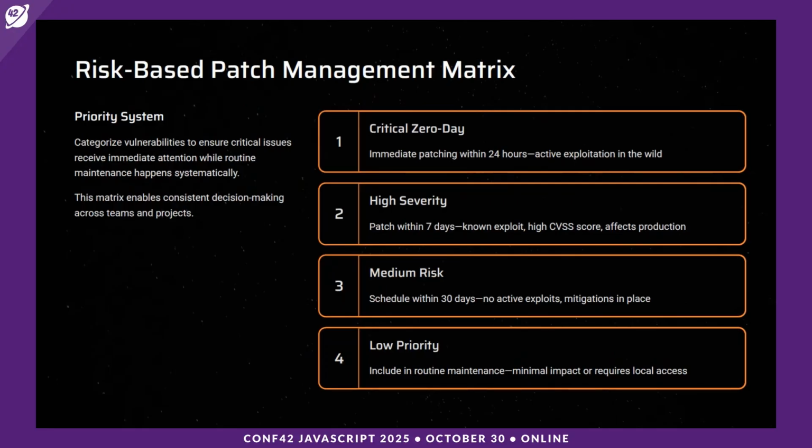So risk-based patch management matrices. There are many things here. Critical zero-day: immediate patching within 24 hours, active exploitation in the wild, which means if there is any such instance, we can immediately apply a patch so that it can come back to a normal position. High severity: patch within 7 days, known exploit, high CVSS score, affects production. Medium risk: schedule within 30 days. Low priority: include in routine maintenance, minimal impact, requires local access.